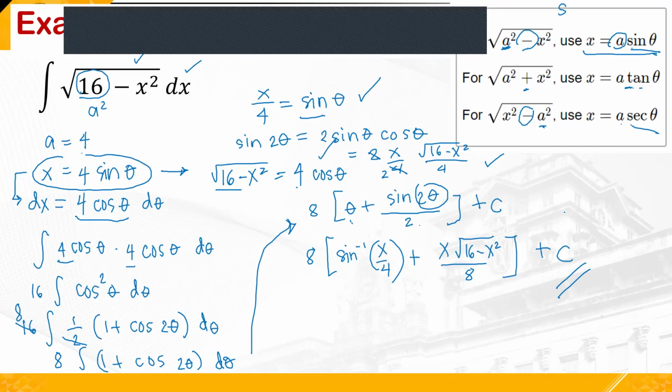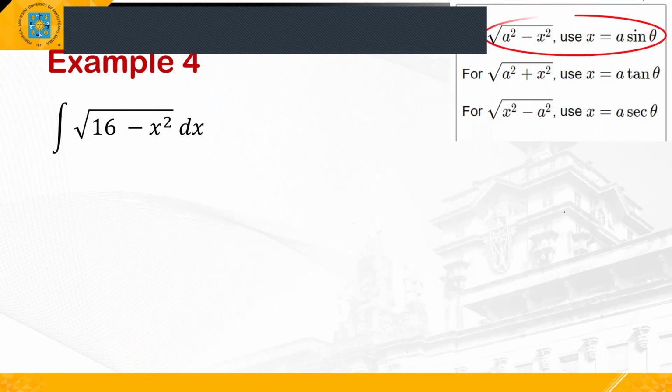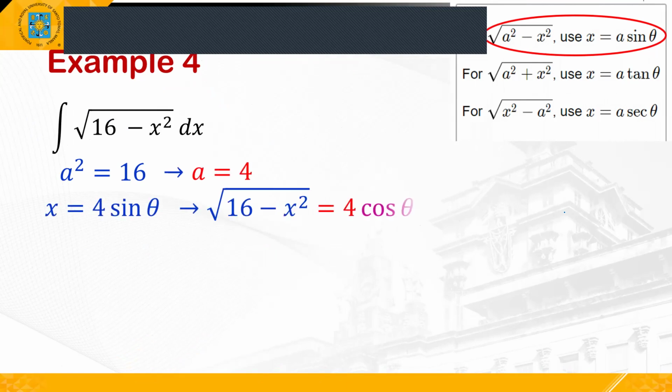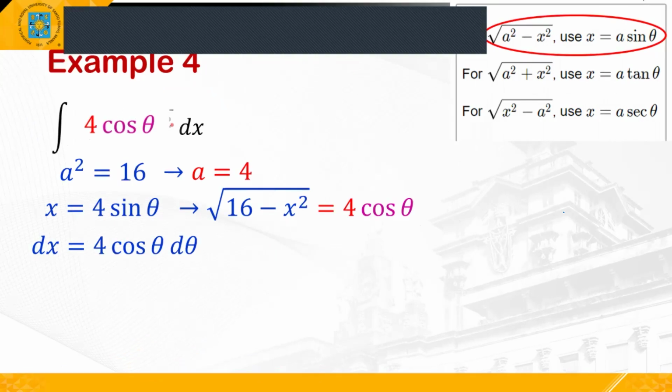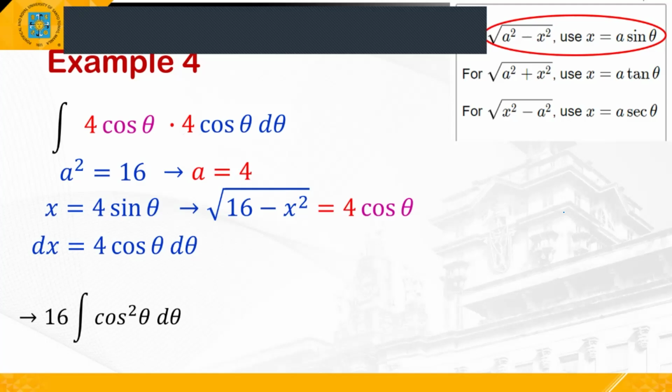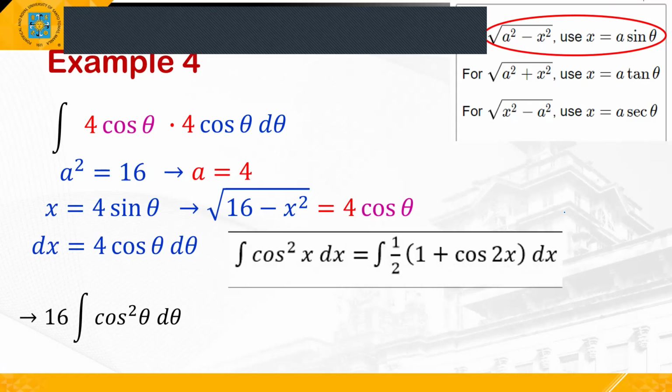Alright, so let's take a look at the animated version of this solution. Ito po siya. We made use of this one. Our a squared identified is 16. That means the a is 4. Ayun po. Ayun. Tapos the dx is that one. So again, tinake out natin yung 16, cosine squared theta. Hindi po yun magiging secant squared theta. Ayan. Gamitin po natin itong half angle identity na to. It will be like that one.